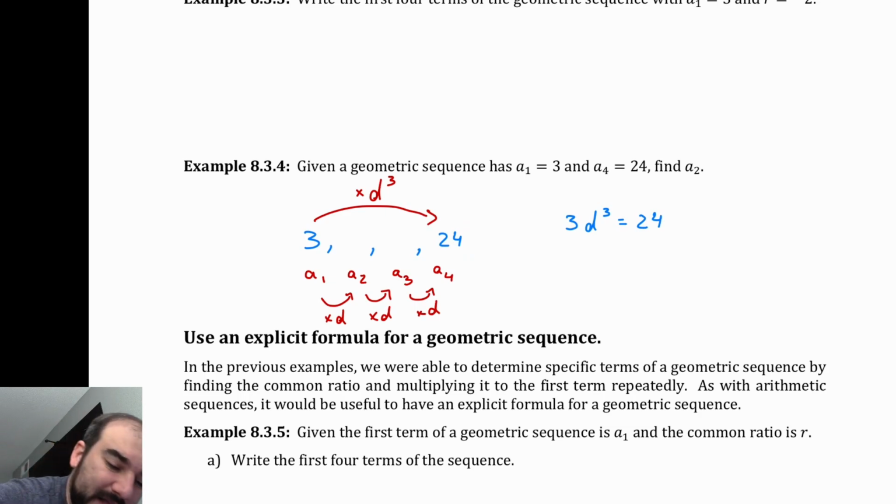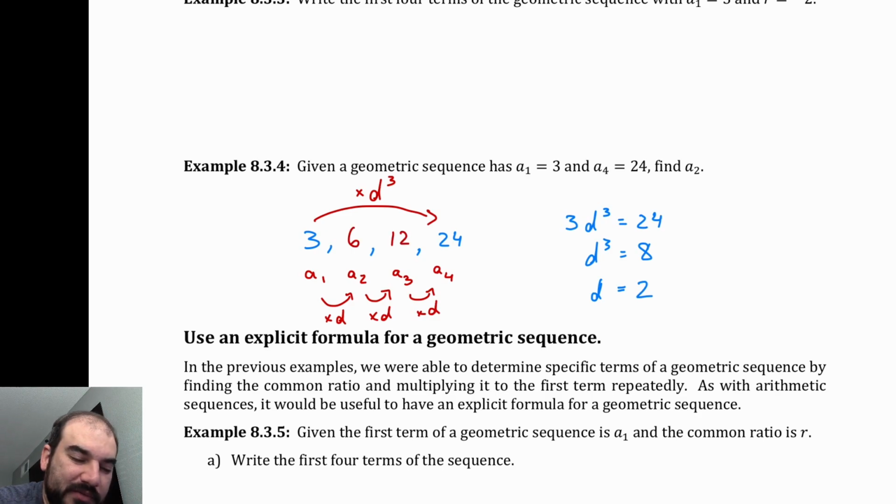And then we're going to solve that. So D cubed, when we divide by 3, is going to end up being 8. And like Brian was saying, D is going to end up being 2 because we cube root both sides. And so if D is 2, then we can start filling in some of these gaps, right? 3 times 2 is going to be 6. 6 times 2 is going to be 12. And then 12 times 2 is going to be 24.